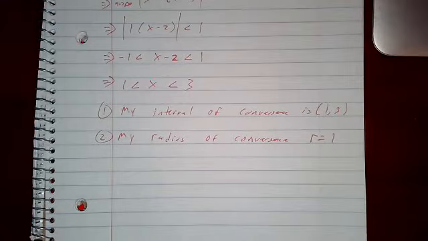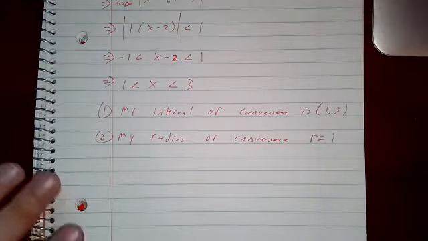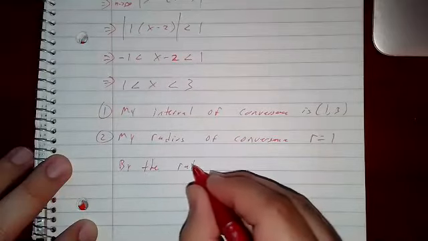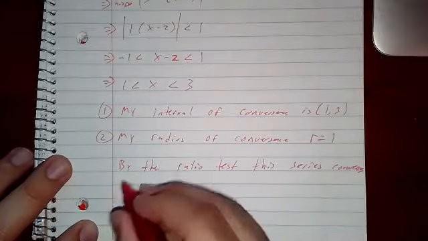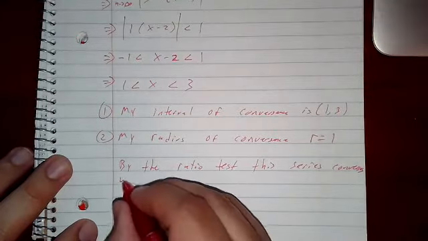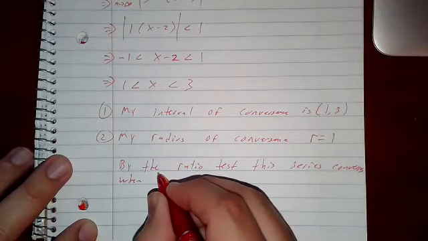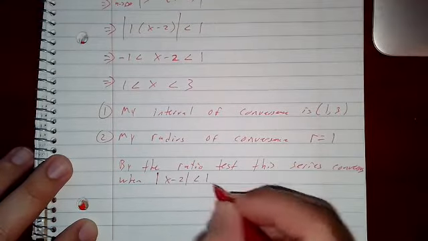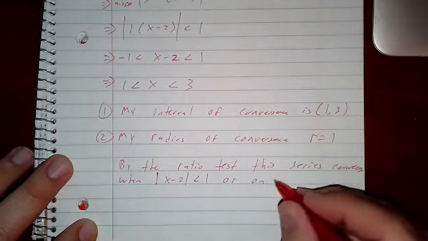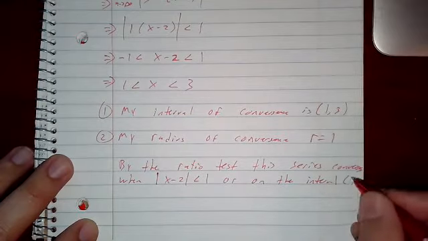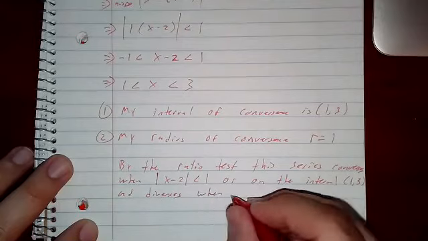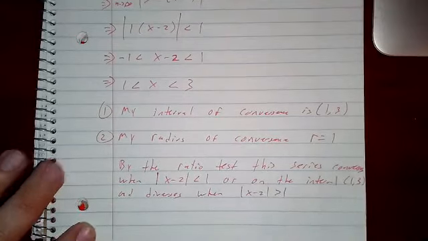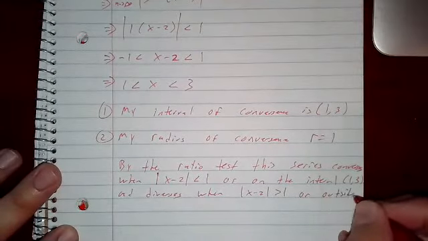One second. Make sure I don't forget anything on this question. So by the ratio test, this series converges when x minus 2 is less than 1, or on the interval 1 to 3, and diverges when x minus 2 is greater than 1, or outside 1 and 3.